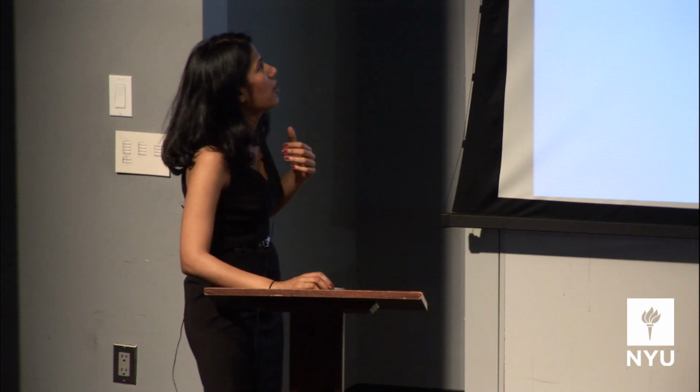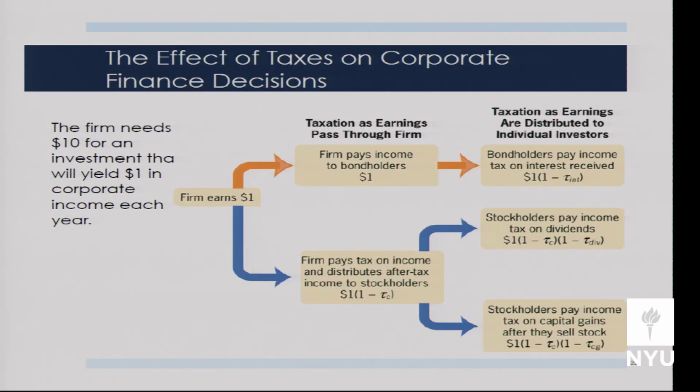Now let's think about how taxes affect these various financing sources. Let's say the firm needs $10 for an investment that's going to give them $1 worth of income. The return on that investment is going to be $1. The firm earns $1. Let's say the firm financed this project with debt. It's going to pass that $1 on to its bondholders in terms of interest payments, so the bondholders get the whole return themselves.